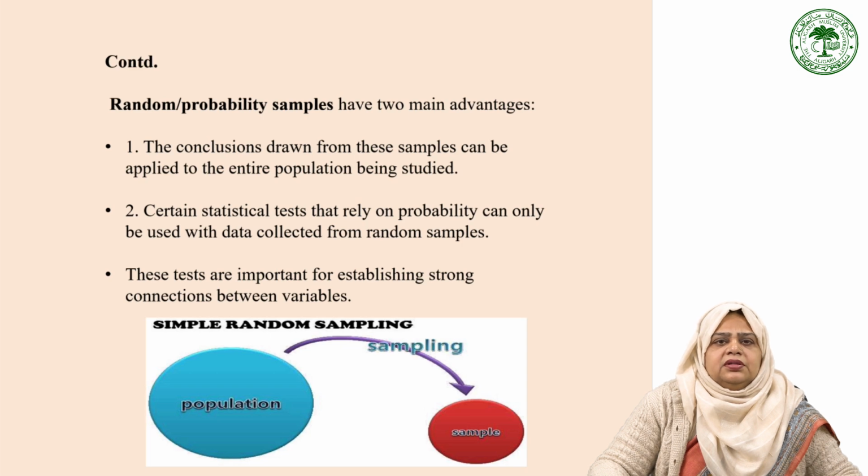Random or probability samples have two main advantages. These samples are crucial in research studies to ensure accurate and unbiased results, and failure to do so introduces bias into the study and compromises the validity.